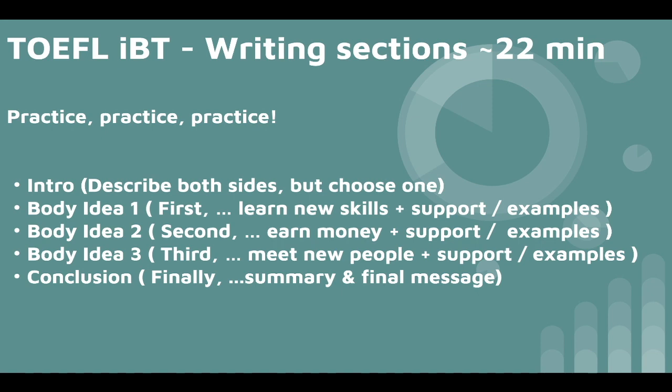So same for the second point, earning money. Think of examples, personal, general, or about some other people that you know. Same for the third, meeting new people. Personal examples, general examples, or examples of friends or people you know. And again, try to calculate, try to feel as you're getting close to 300 words with the many examples or support points that you're including.